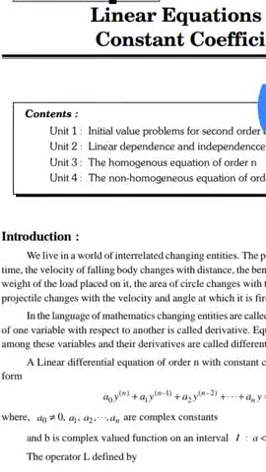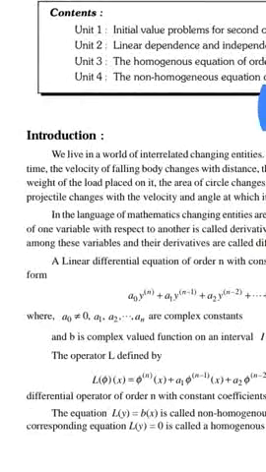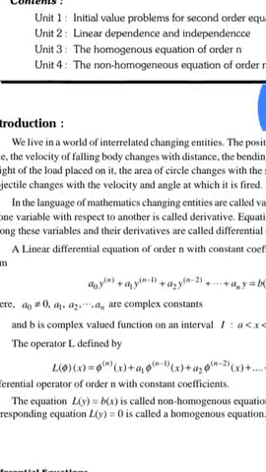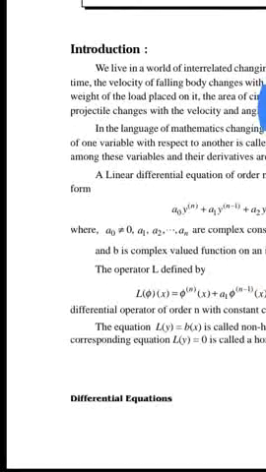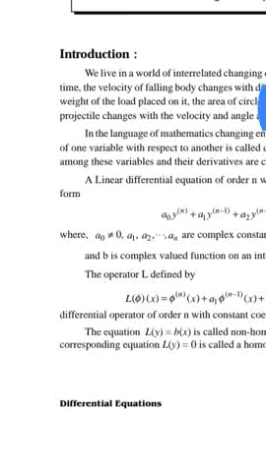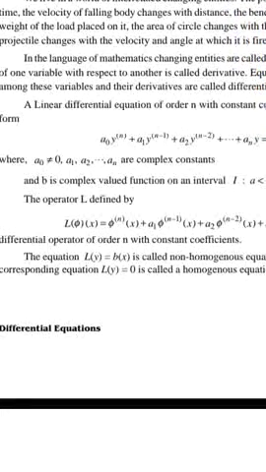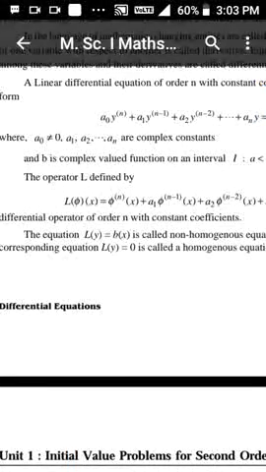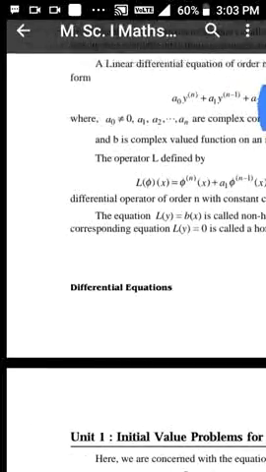A linear differential equation of order n with constant coefficient is an equation of the form a naught y raised to n plus a1 y raised to n minus 1 plus a2 y raised to n minus 2 plus dot dot dot plus a n y is equal to b of x, where a naught is not equal to 0, a1, a2, dot dot dot, a n are complex constants and b is a complex valued function on an interval I, where a less than x less than b.